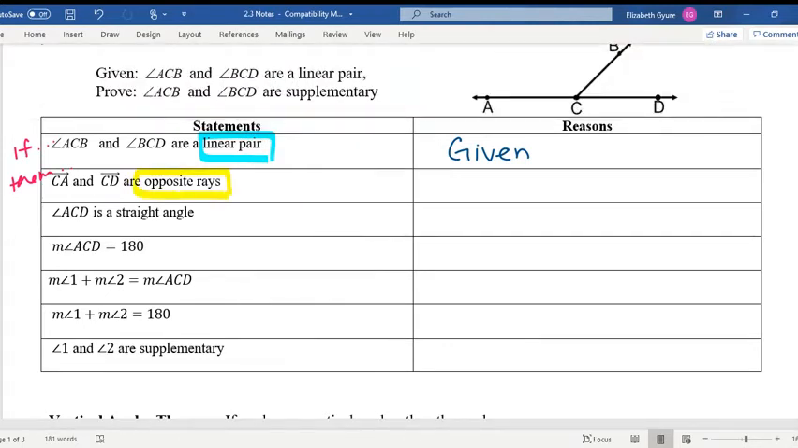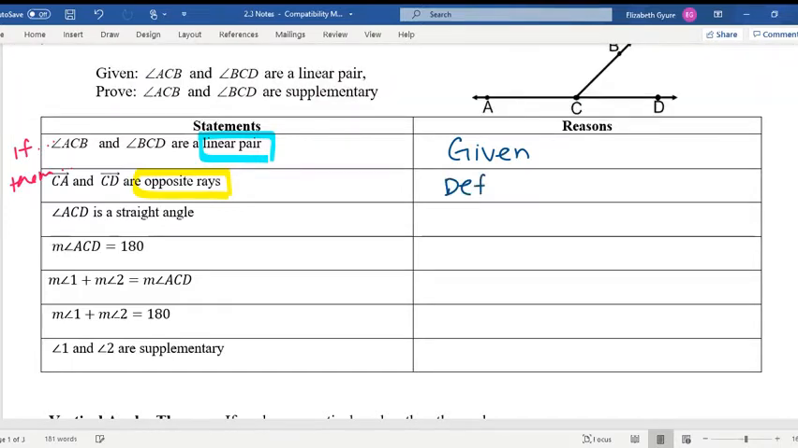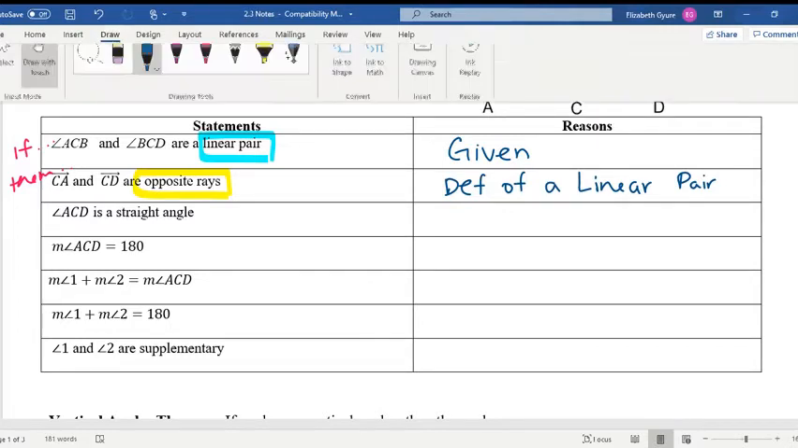Well, how did we know that? What definition did I read to you? Definition of a linear pair. So guess what? That's our reason. Definition of a linear pair. And you can't just write linear pair because there's a linear pair theorem too. You have to put definition. And I abbreviate, I put def.